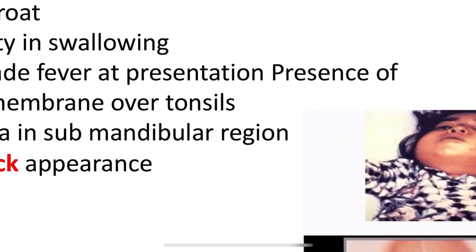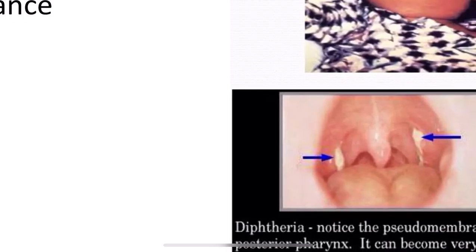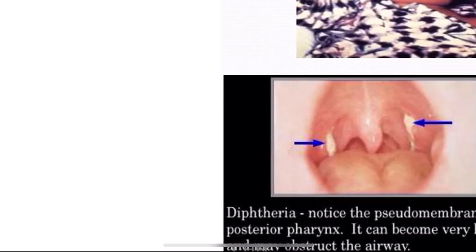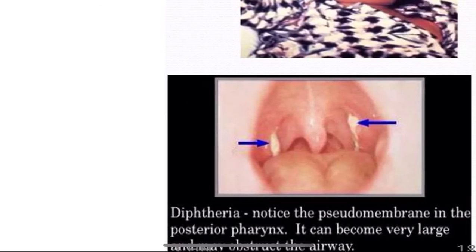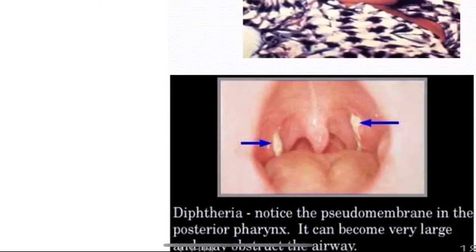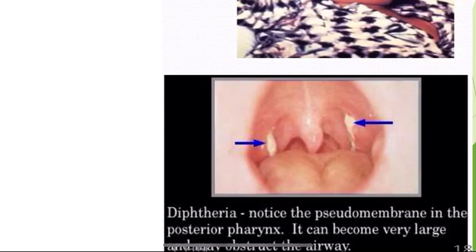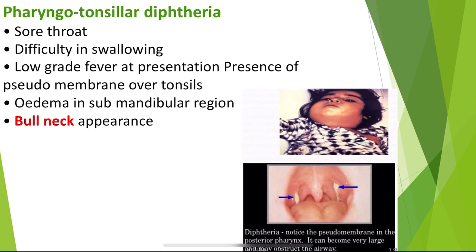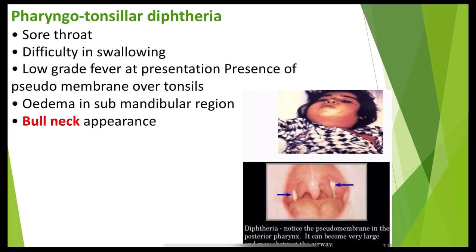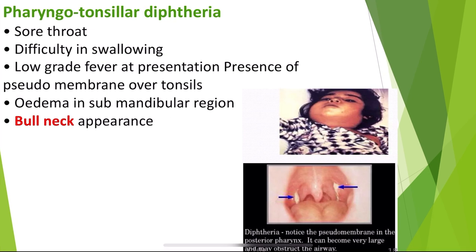There is a pseudomembrane formation on the tonsils. Here you can have a picture of diphtheria, we are noticing a pseudomembrane in the posterior pharynx on the tonsils. Now it can cause an obstruction of the airway, causing suffocation and death. The patient also presents with difficulty in swallowing because of the pseudomembrane which is present there. It is causing an obstruction, so the patient has difficulty in swallowing.